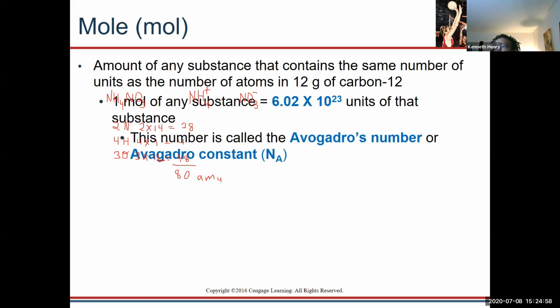Okay. So now we're going to talk about the mole, right? It's not the little animal that comes out of the ground. Before we get started on the mole, I want to ask you a couple of questions.